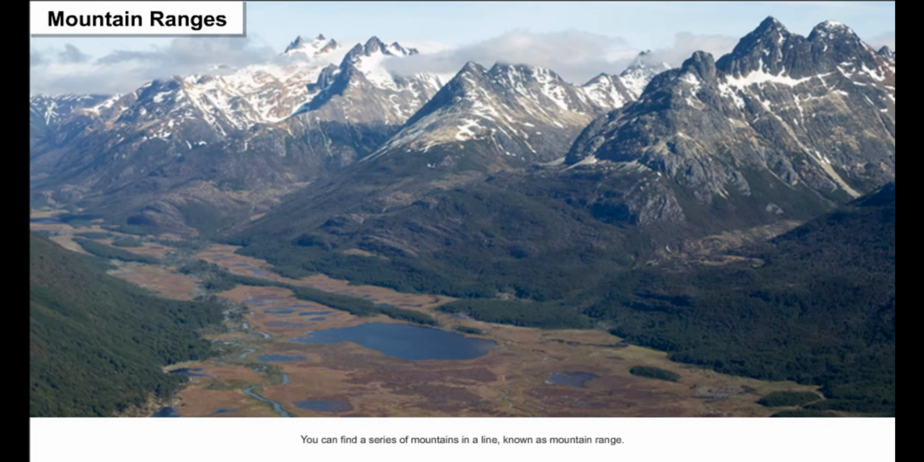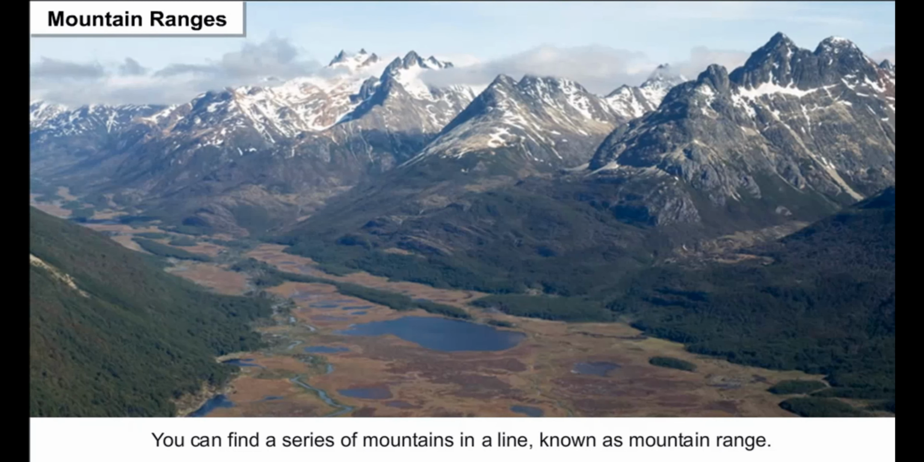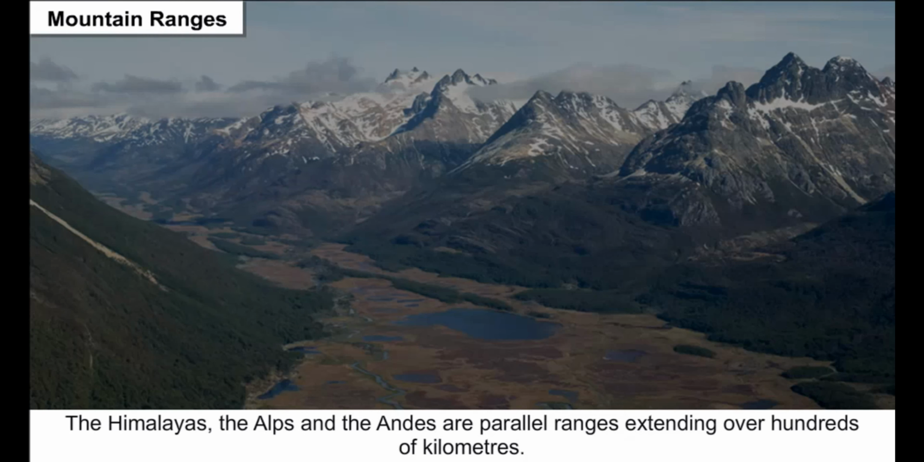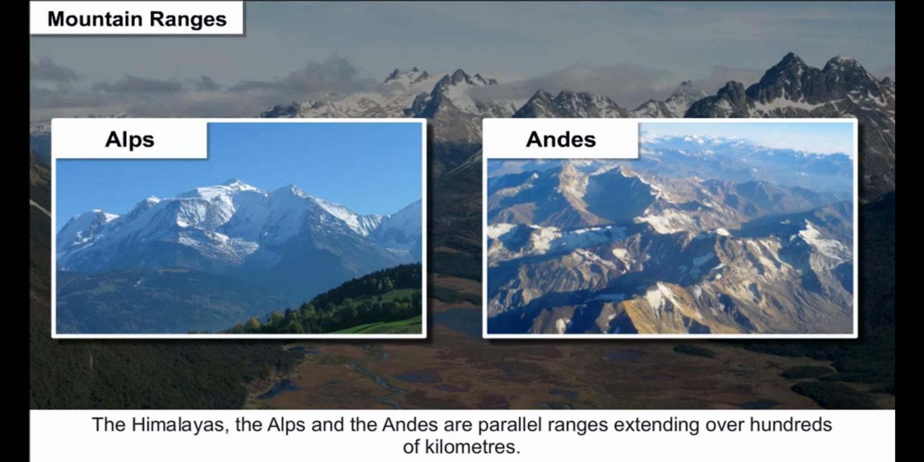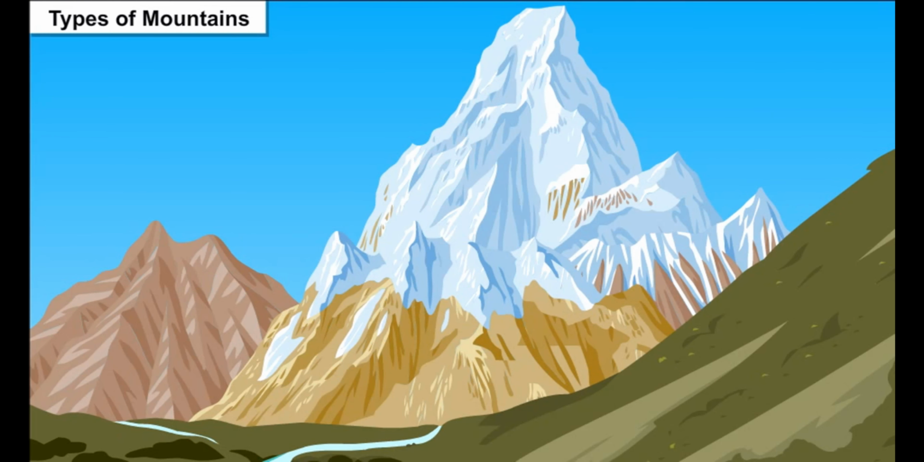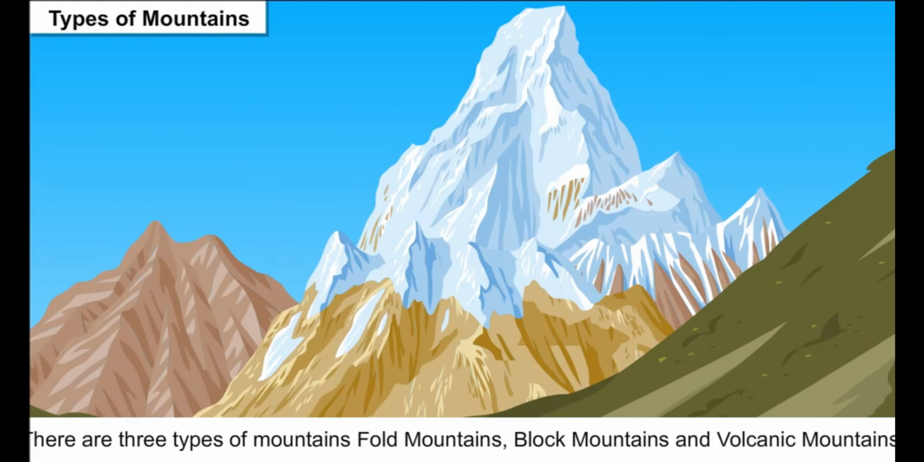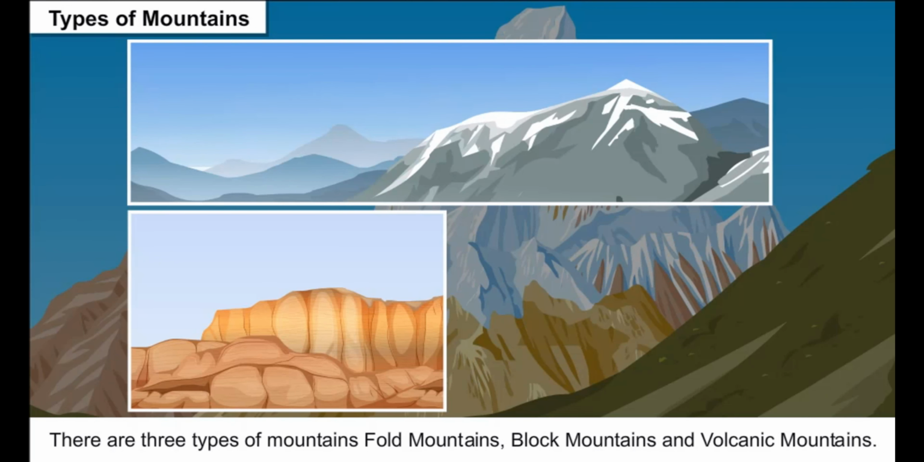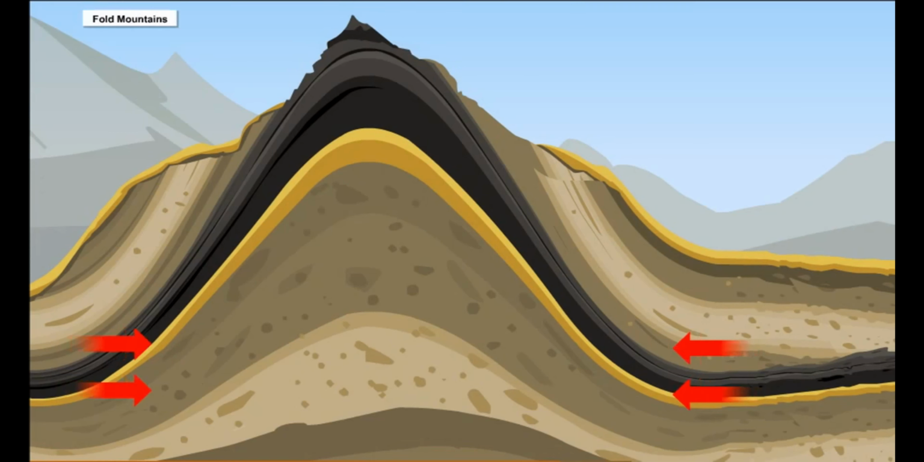Mountain ranges. You can find a series of mountains in a line known as mountain range. The Himalayas, the Alps and the Andes are parallel ranges extending over hundreds of kilometers. Types of mountains. There are three types of mountains: fold mountains, block mountains and volcanic mountains.